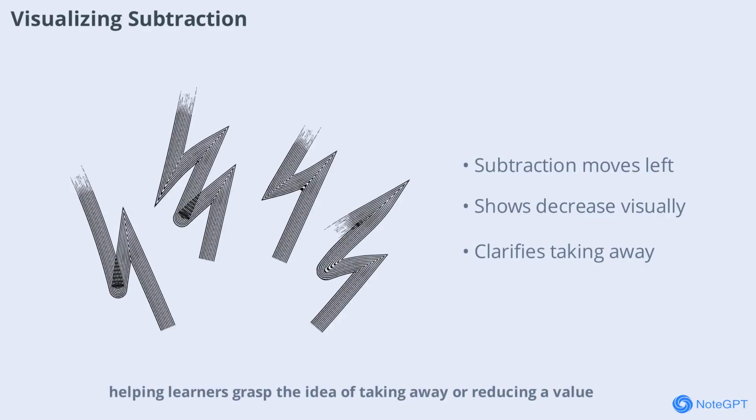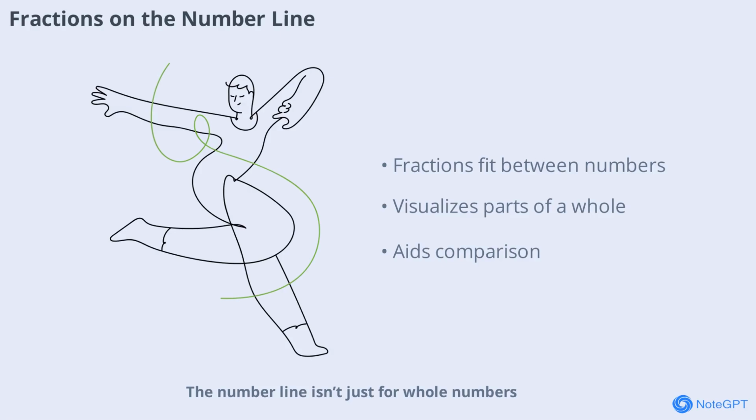The number line isn't just for whole numbers, it's also a great way to represent fractions. By dividing the space between whole numbers into equal parts, we can show values like 1/2 or 3/4. This helps us see where fractions fit in relation to whole numbers and makes it easier to compare their sizes. Using the number line, fractions become less mysterious and more approachable.